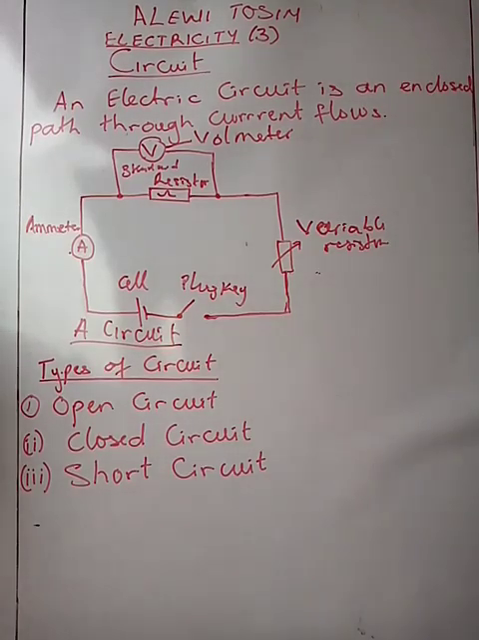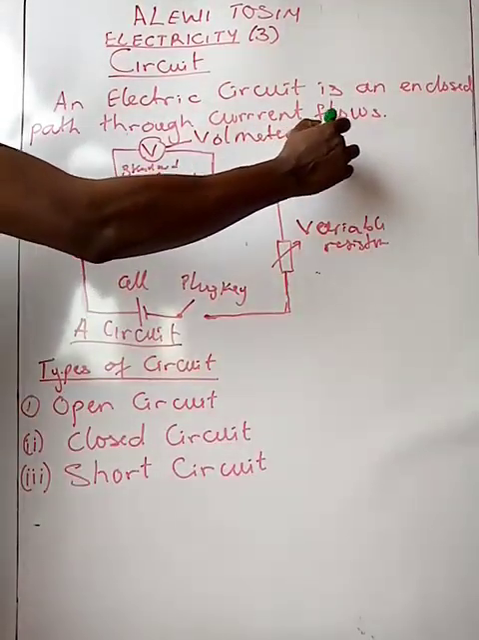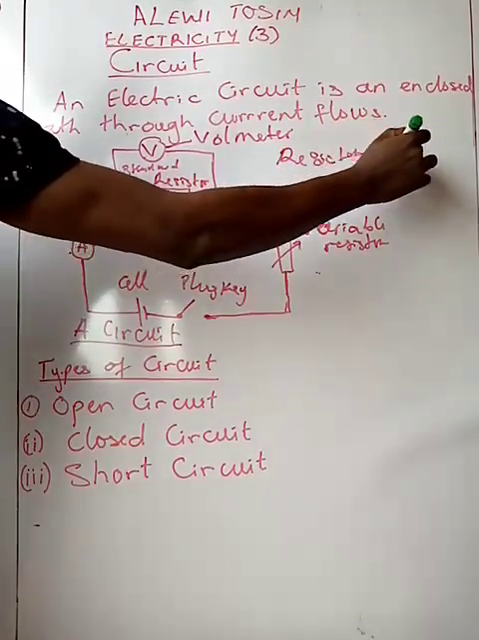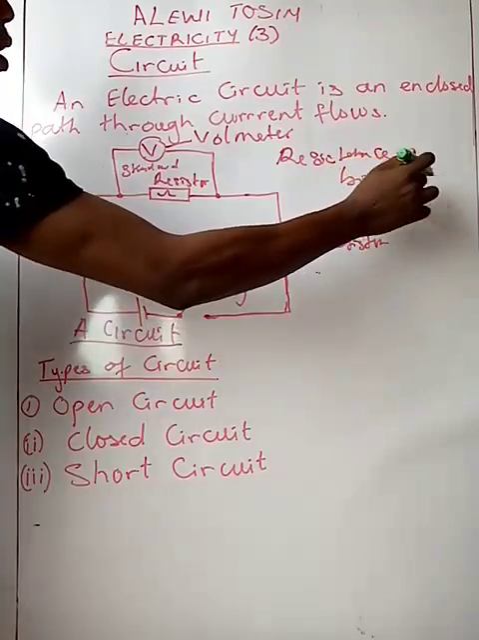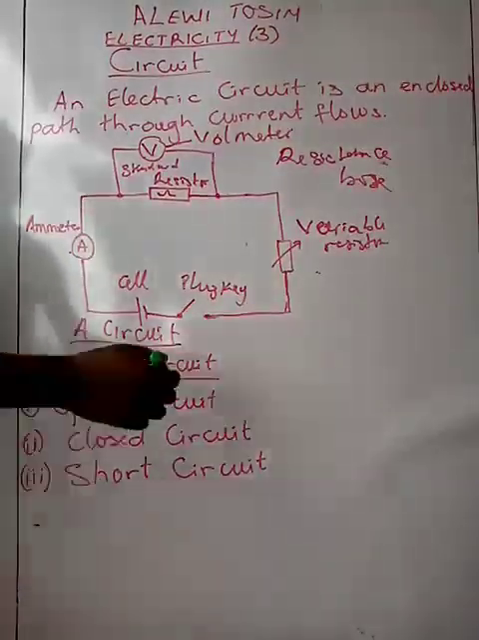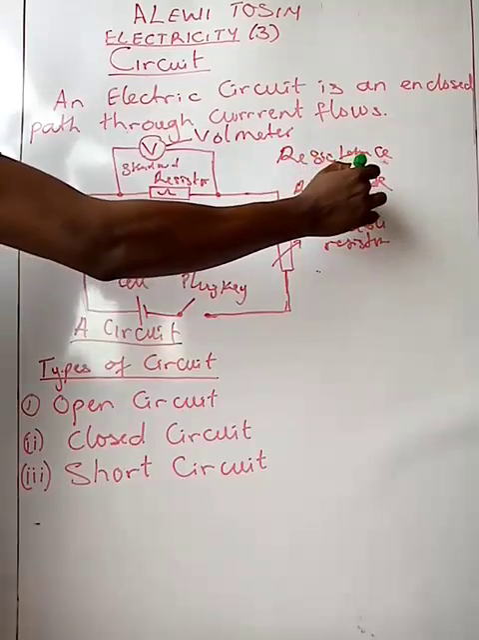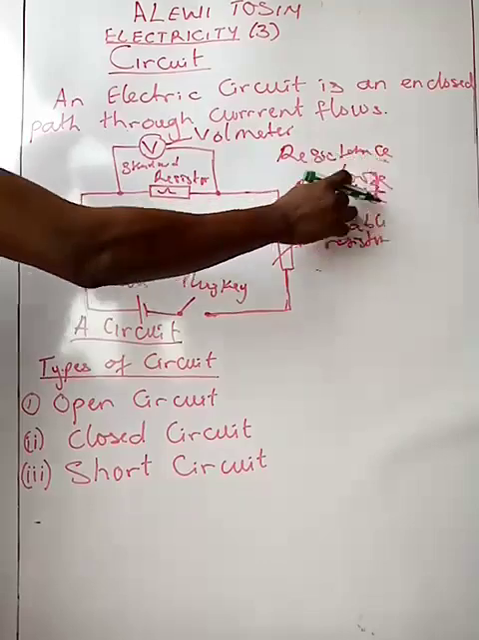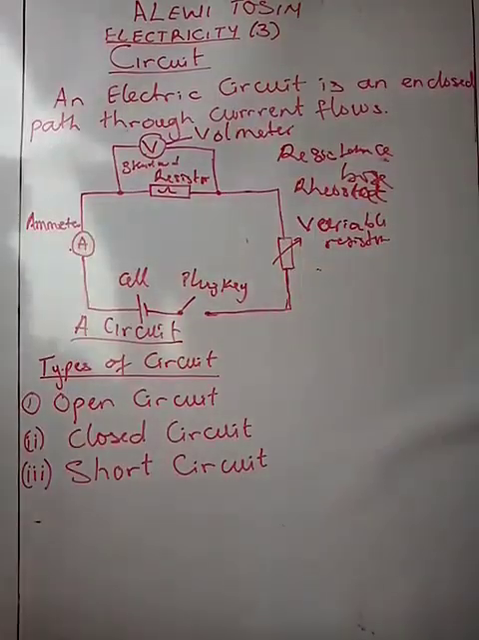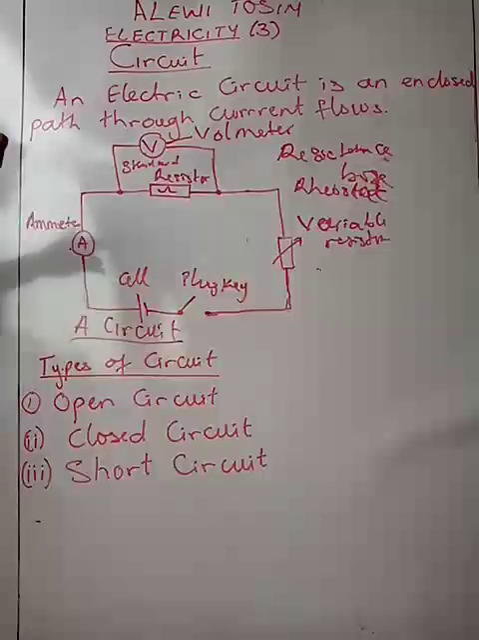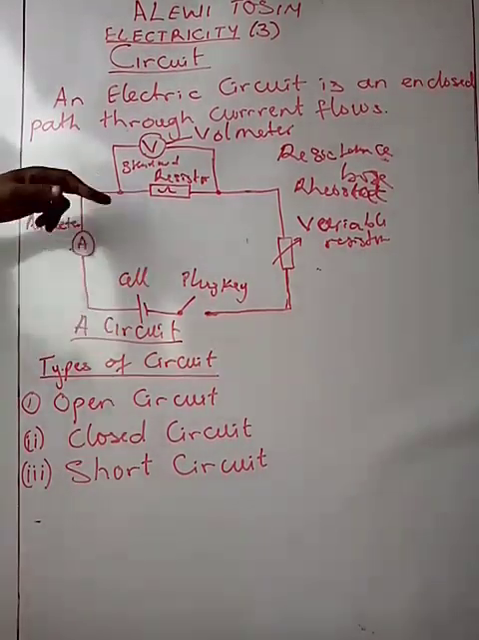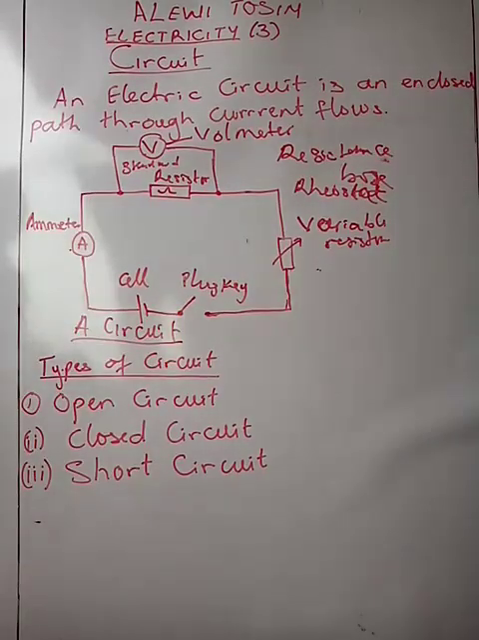Examples of a variable resistor are our resistance box and the rheostat. So variable resistors are resistors that can be changed, that can vary, while the standard resistors are fixed.